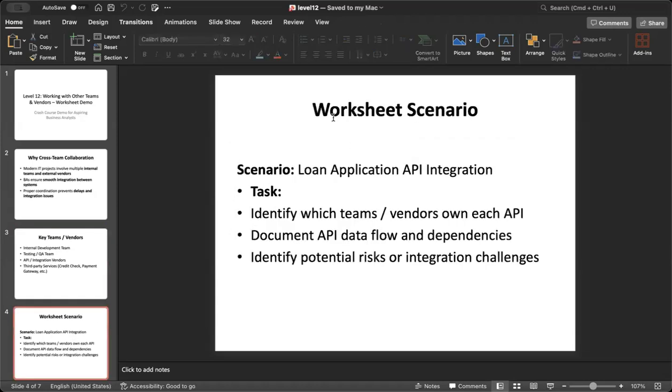So now let's take one worksheet example scenario. In this worksheet, we use a real-world scenario of a loan application that integrates with multiple APIs. Your task is to identify which team or vendor owns each API, document how data flows between systems, and identify potential risks or integration dependencies early. Okay, don't worry, it sounds like a lot of work, but you can do this one. I'll show you one more example.